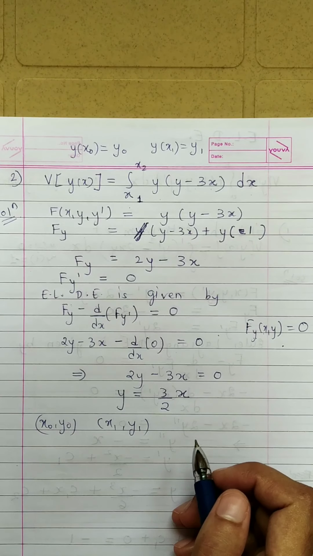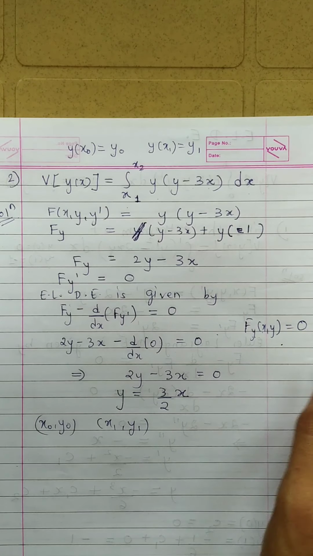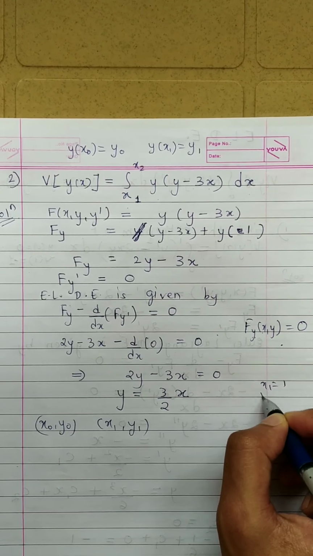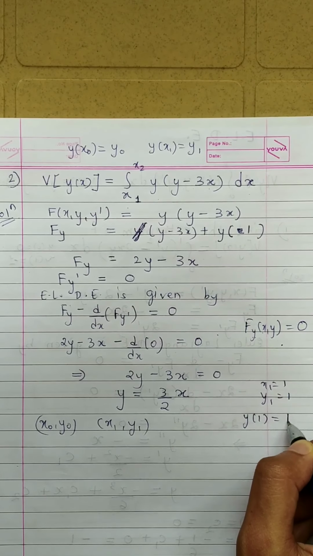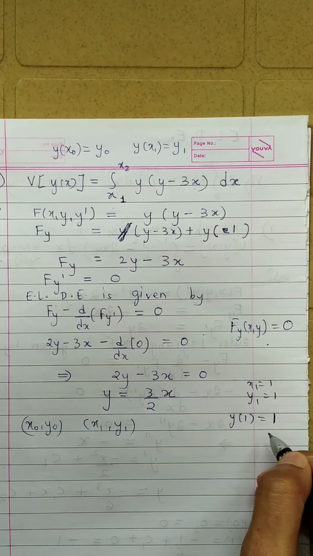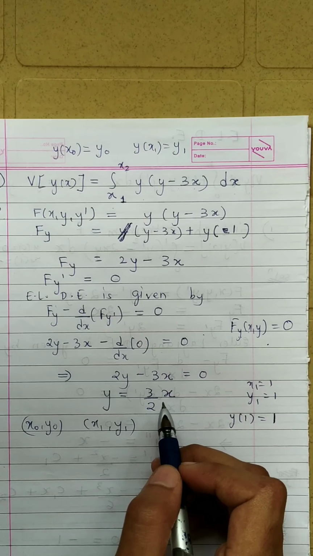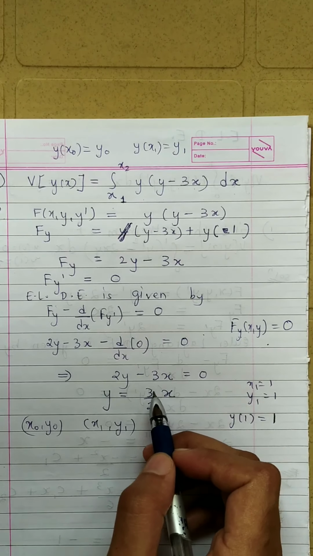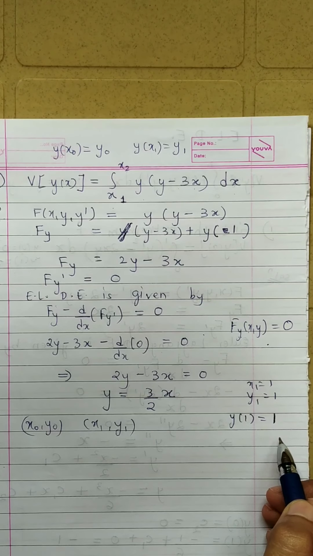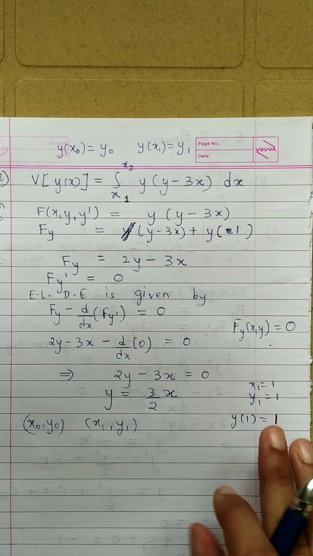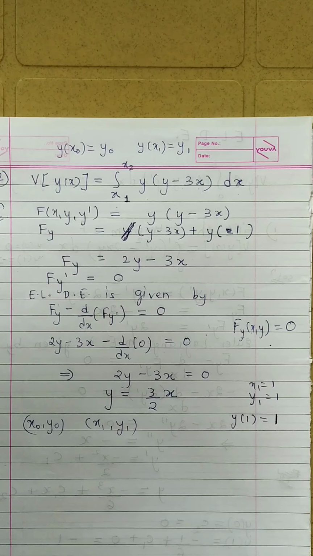So for no solution, suppose x1 is 1 and y1 is 1, that means y of 1 equal to 1 is one of the conditions. Then what will we get here? y at 1 will be 3 by 2 into 1, that is 3 by 2, which should be equal to 1. Is it true? No, that is not possible. So such things will happen and it will not satisfy the boundary conditions.